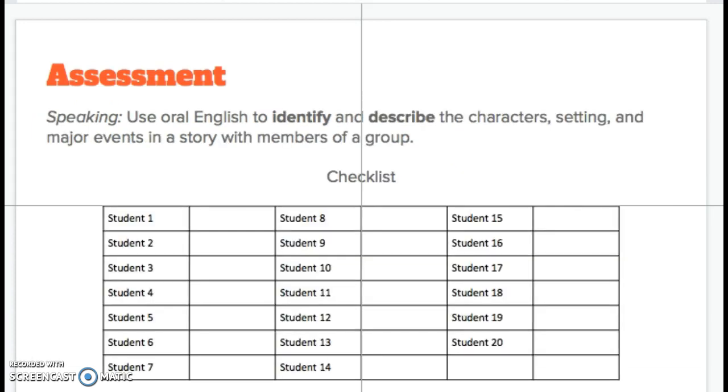And to assess their speaking skills, I will be going around again with a checklist and simply marking either yes or no that they were able to speak, to identify and describe the character, setting, and major events in a story.